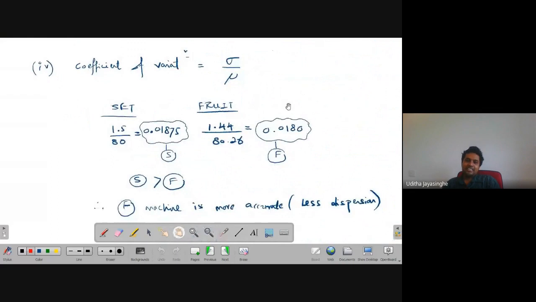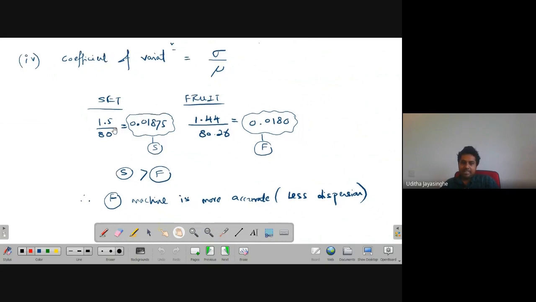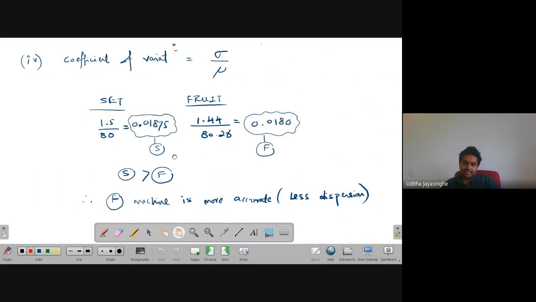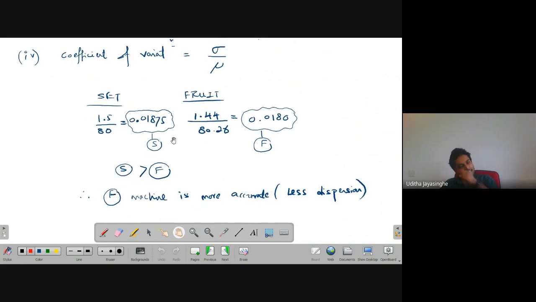Coefficient of variation is not a very difficult thing to remember. It's the fraction of the standard deviation divided by the mean. For these two machines, now I can calculate the coefficient of variation by 1.5 divided by 80, and this freshly calculated 1.44 divided by 80.26, and I can see F is less than S. And we have learned under the coefficient of variation theory, the higher the number, the higher the variation.